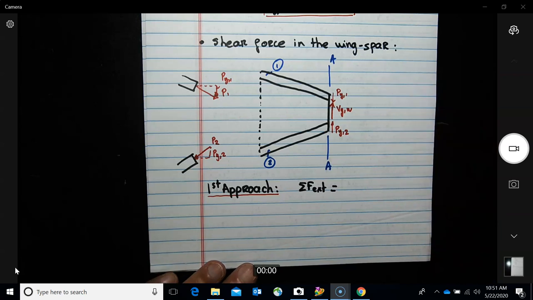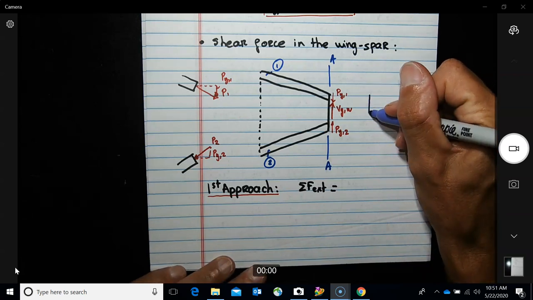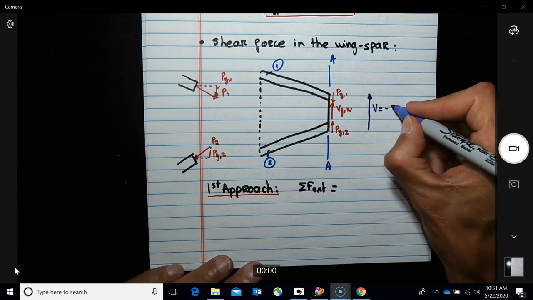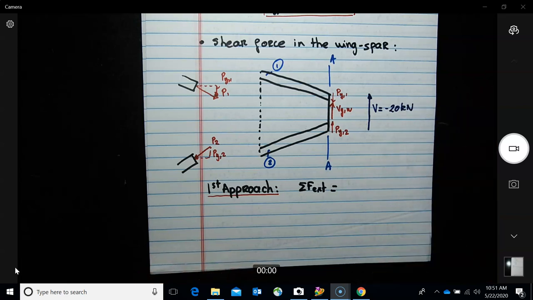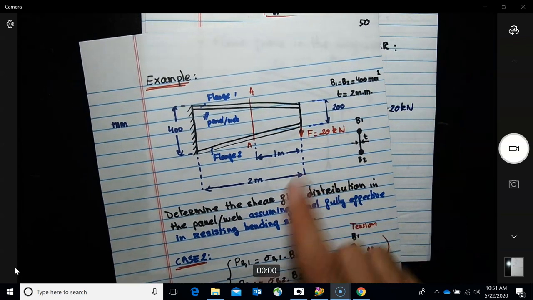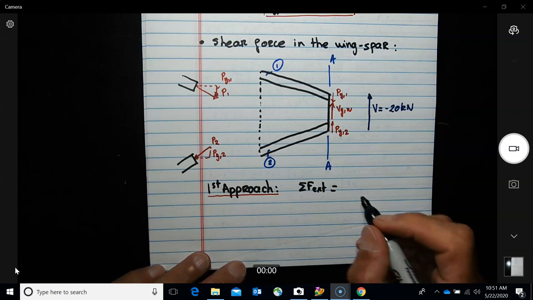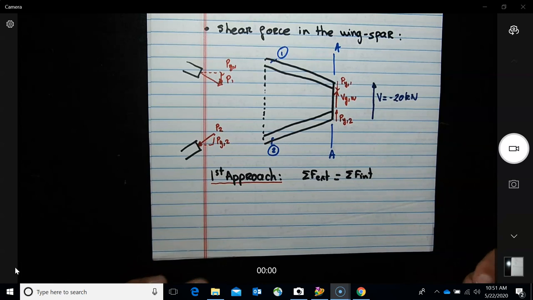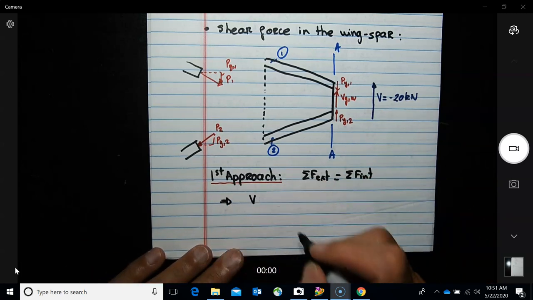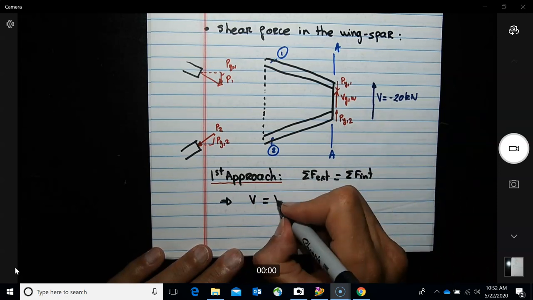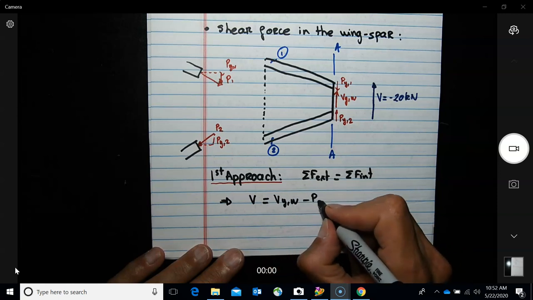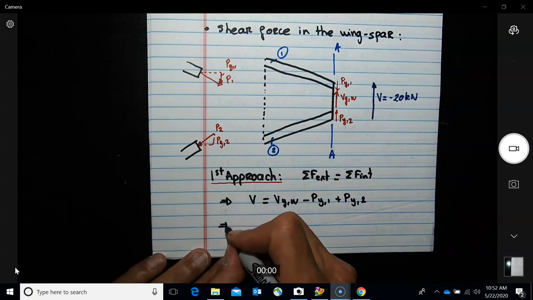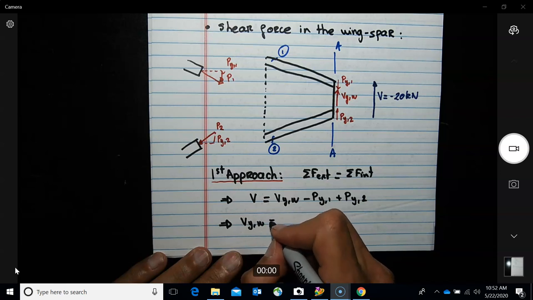So if I needed to plot it, I could do it up or down, but let's say my shear force is equal to my external force, which is minus 20 kilonewtons. That's the external. Now F external equals the internal forces, so that force needs to be resisted by the internal actions in the structure, which will be those three forces. So we get that V, which is minus 20, should be equal to VY web minus PY1 plus PY2.